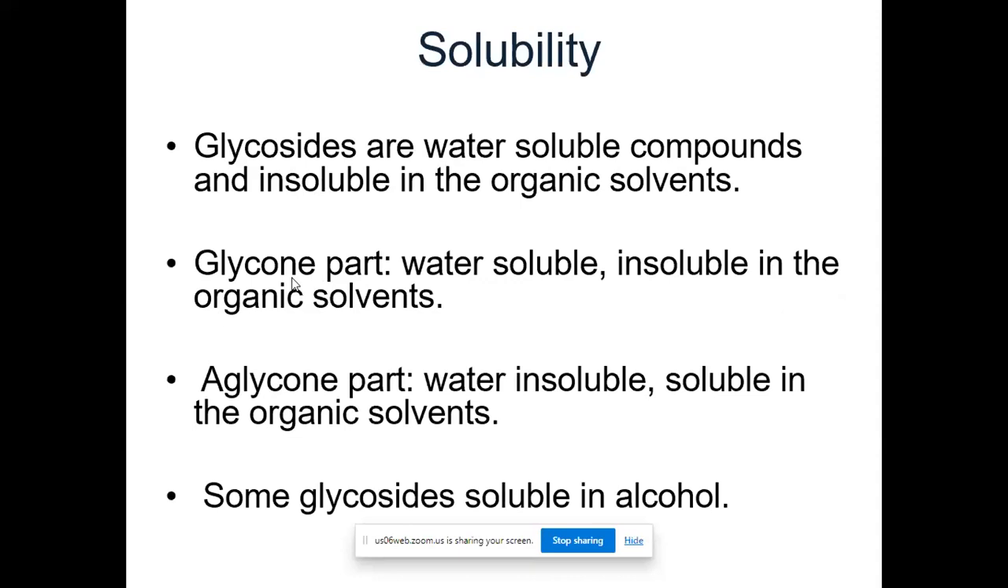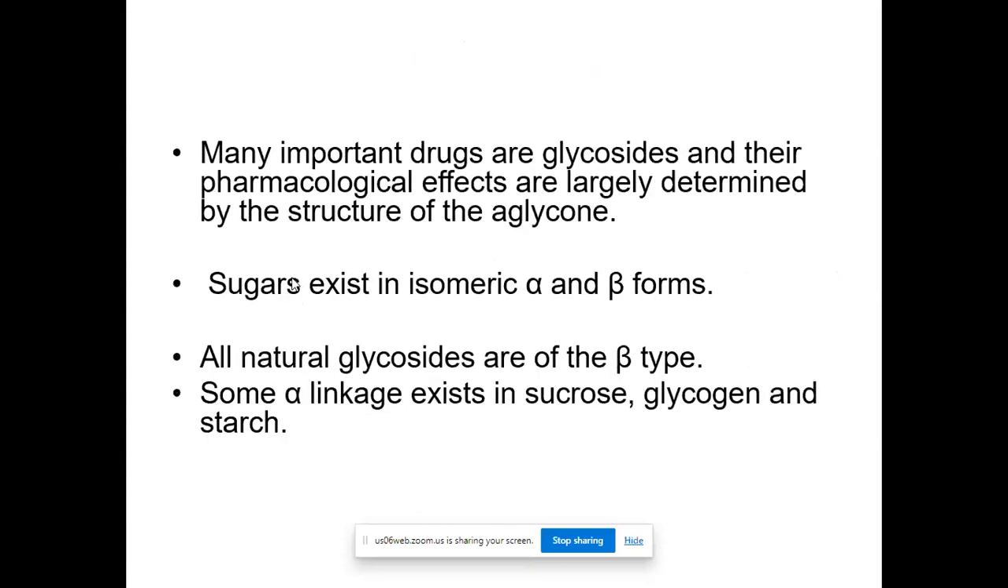So the glycon part, which is the sugar part, is soluble in water and insoluble in organic compounds, and the aglycon is the vice versa. It's water insoluble and soluble in organic solvents. So many important drugs are glycosides, and the pharmacological effects are largely determined by the structure of the aglycon. I think Stan had explained this. If you are not there, you can go to YouTube and watch what he explained.